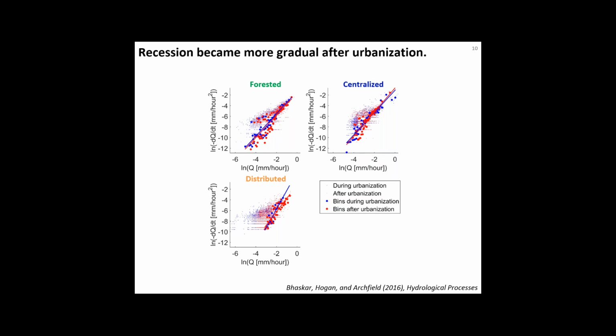And we see that in the forested control and the centralized control, the during and after urbanization recession relationships are very similar. And down here in comparison in the distributed watershed, there's a difference we're seeing in this slope between during and after urbanization. And so we're seeing after urbanization, the falling limb of these hydrographs is becoming more gradual, or the recession is occurring more slowly.